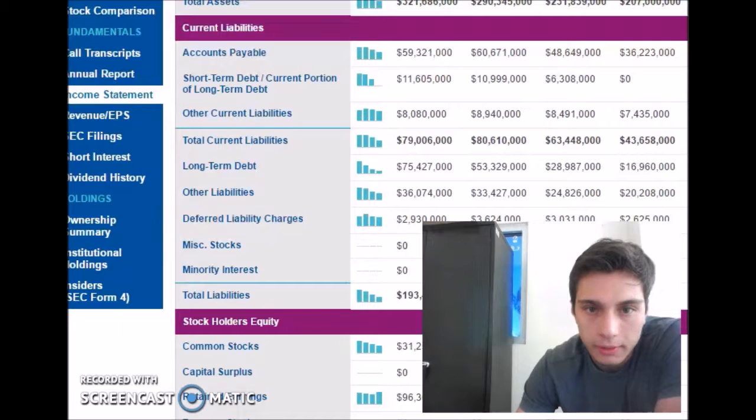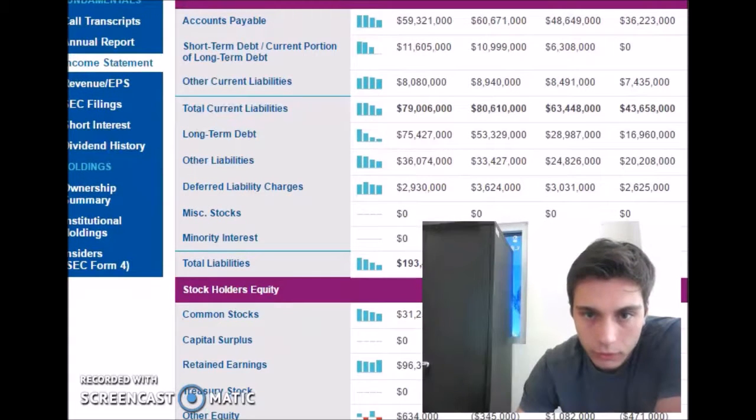In short-term debt, we have $11 million. That's $1 million more than last year. We have also other current liabilities that are almost the same as last year, and the total current liabilities are $79 million, $1 million less than last year.